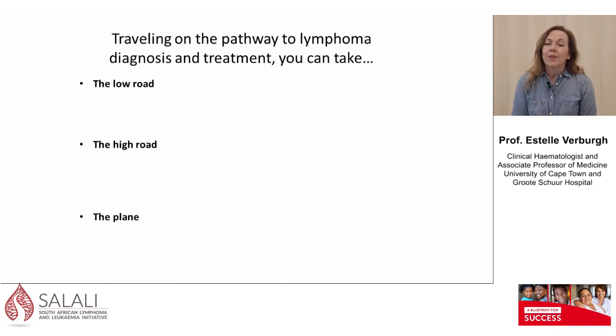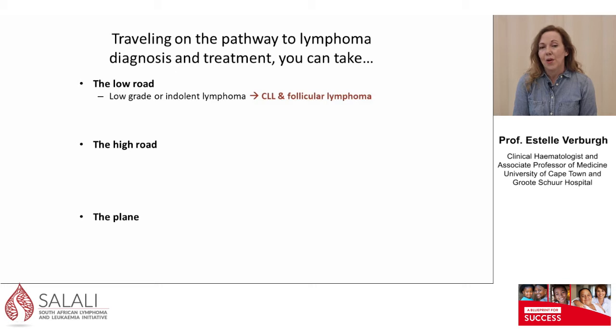So traveling on the pathway to lymphoma diagnosis and treatment, you can take different roads, because lymphoma, that's where we started out, is actually a disease of a lot of different cells at different stages of maturation. And the younger these cells, when the cancer strikes them, the more aggressive the lymphoma will be. The more mature the cells are, the more indolent the lymphoma will be. So let's look at the indolent ones, the low road.